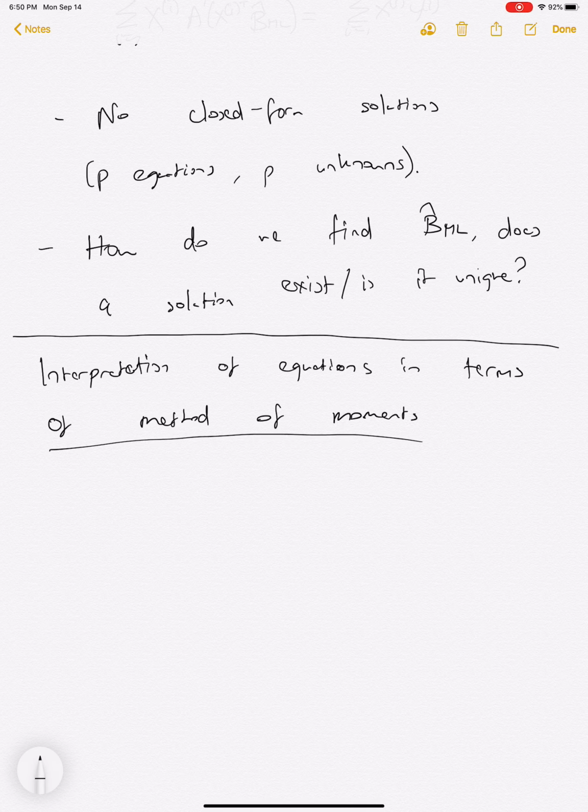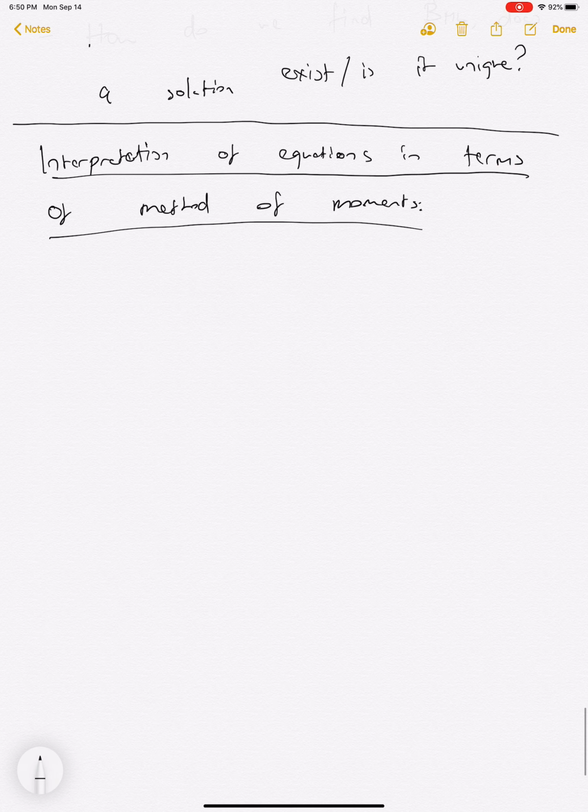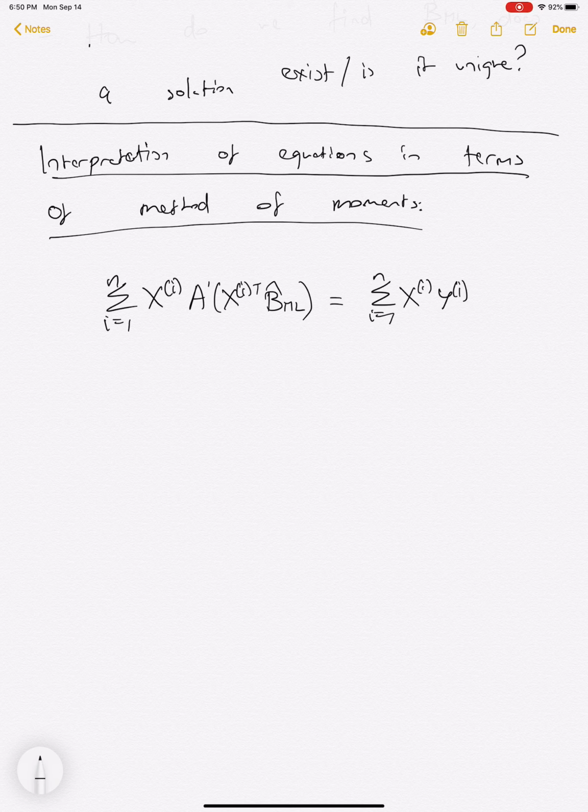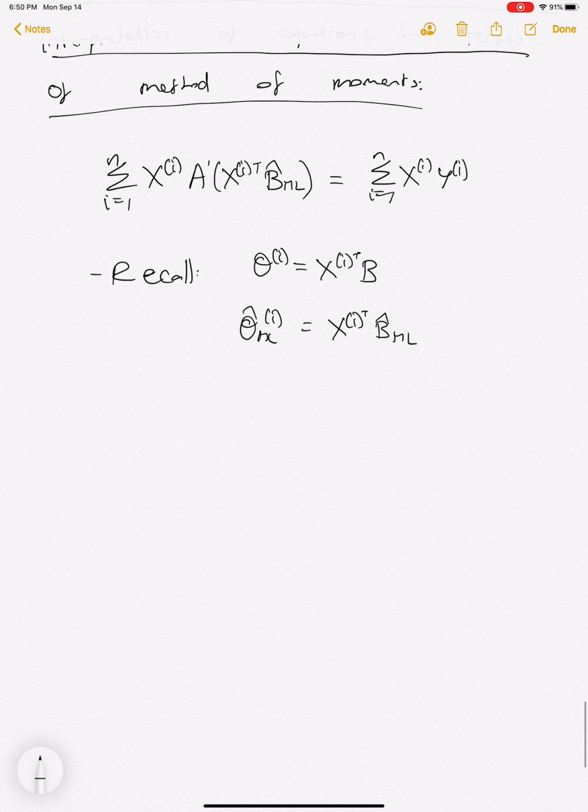So we saw in the previous lecture that there's a very nice connection between maximum likelihood and method of moments. So let's look at these equations now and think about some properties we know about exponential families and how that connects to them, potentially to method of moments and what we already know. Recall that theta of i equals x_i transpose b, and equivalently theta hat ML of i equals x_i transpose beta hat ML. And then we also know that E of y_i equals A prime of theta of i.